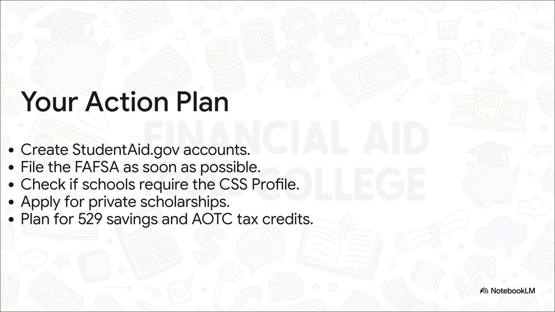So here's your blueprint. Step 1. Get those studentaid.gov accounts created for everybody. Step 2, file that FAFSA as soon as you can after it opens. Step 3, check your college list to see who requires the CSS profile. Step 4, start hunting for scholarships, like right now. And Step 5, have that family talk about using 529 funds and grabbing those tax credits.